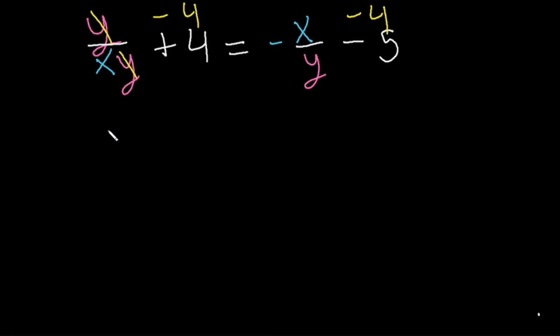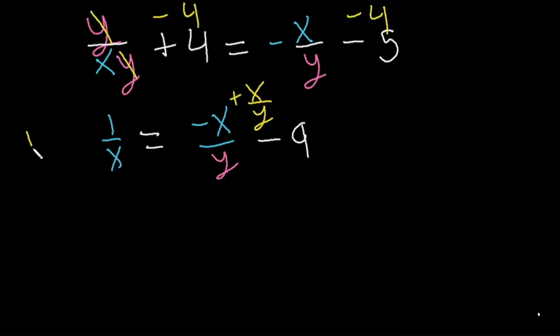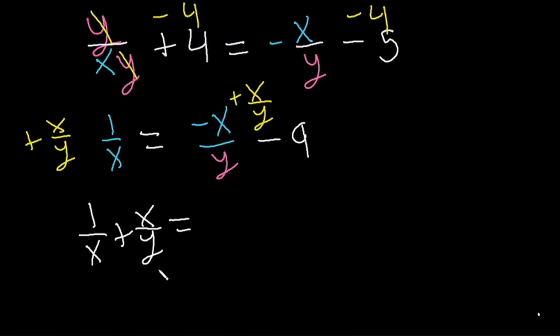And if we rewrite this, it'll be 1 over x is equal to negative x divided by y minus 9. And now we can move all our variables over to one side and be left with a constant on the other. So if we add x over y to both sides, plus x over y, then we'll have 1 over x plus x over y is equal to negative 9.